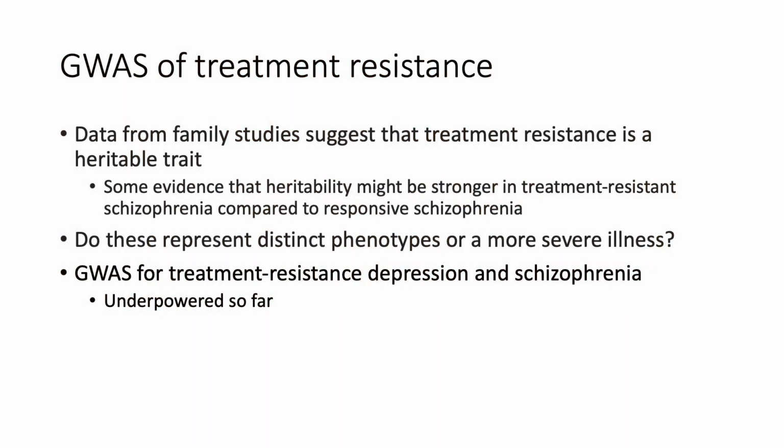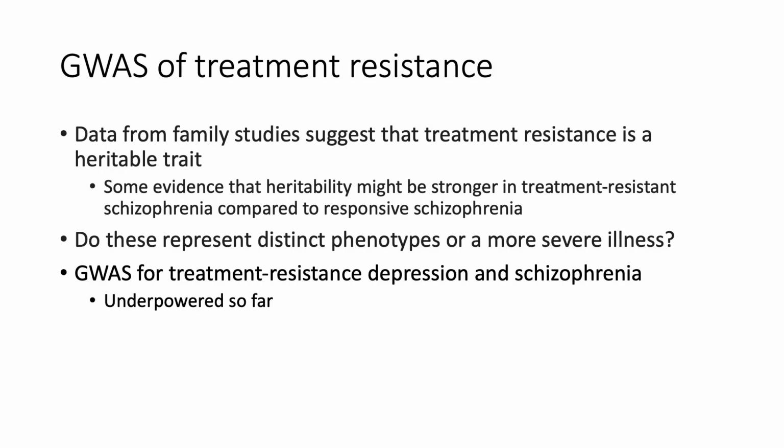There are other ways that we can use genetic data to study treatment response. There have been examples of looking at the genetics of treatment resistance, which is obviously a significant problem in both depression and schizophrenia, for example. There is some evidence from the heritability estimates from the schizophrenia study that perhaps in those people who are treatment resistant, the heritability is higher, so the variance explained by genetics for those people might be greater.